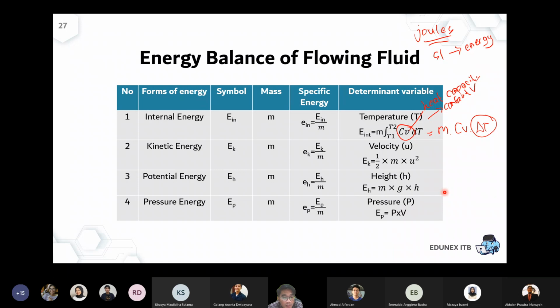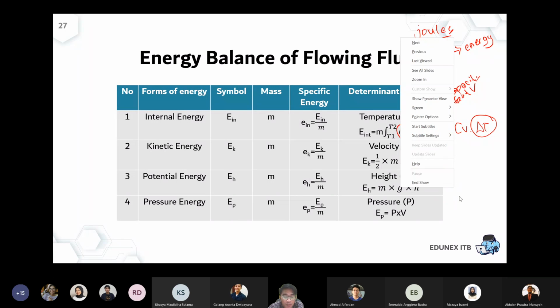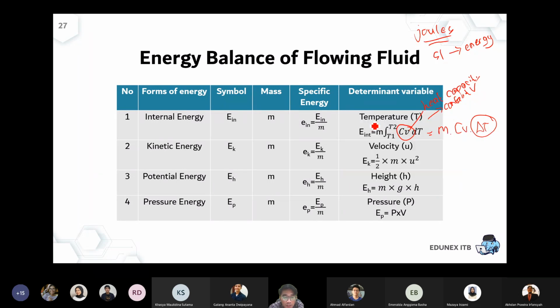Okay, how to calculate the pressure energy: it is the pressure times volume. So you need to understand each type of the energy. This is volume. So the unit is the same. The unit of this one will also be joules. This is the energy.